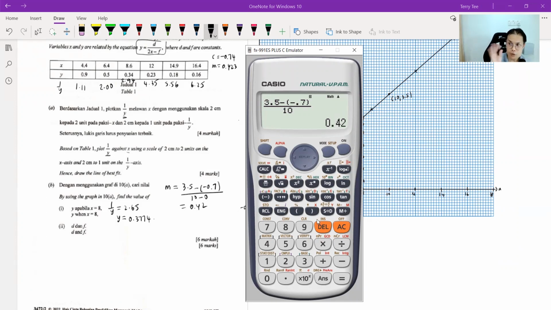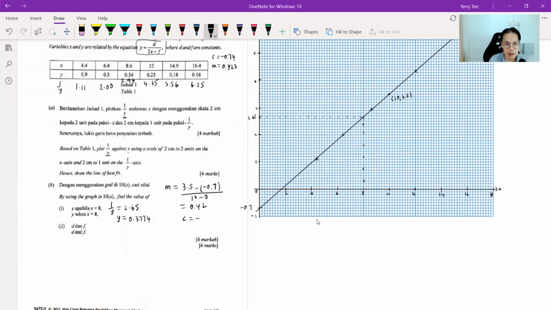The actual answer is 0.423. I get 0.42. That's fantastic. Very, very close already. This negative 0.7. Okay, so the next thing is we need to convert this equation here to linear form, right?